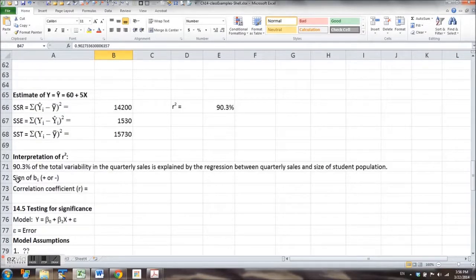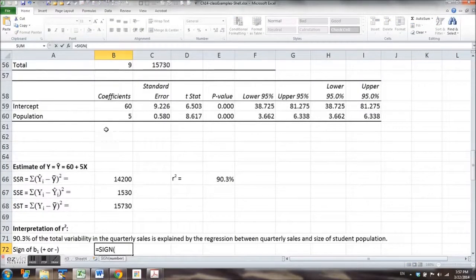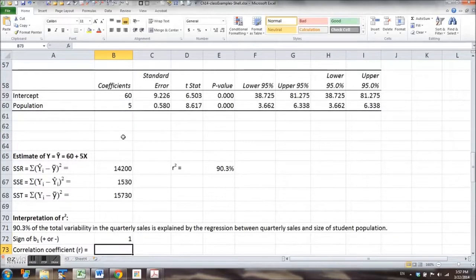Next is the correlation coefficient. For the correlation coefficient, we need to take a square root of this and assign the sign of the slope. So let's first set up the sign. There is a function in Excel called sign, and the sign of the slope coefficient. If the slope coefficient is positive, you will get a +1. If the slope coefficient is negative, you will get a -1 for sign.